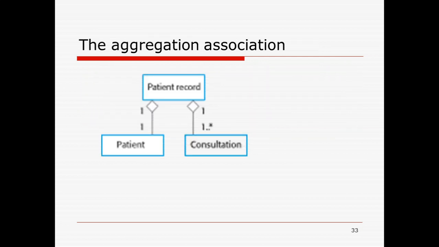Here is a diagram which shows the aggregation model for a class patient record, which can be considered to be composed of the patient and consultation. A patient record can consist of one patient detail, that is why it is 1 to 1, and a number of consultations. These are part-of relationships. They are not deriving anything from the upper class, the superclass; this particular class is composed of one patient and a number of consultation classes. So this is called the aggregation association.